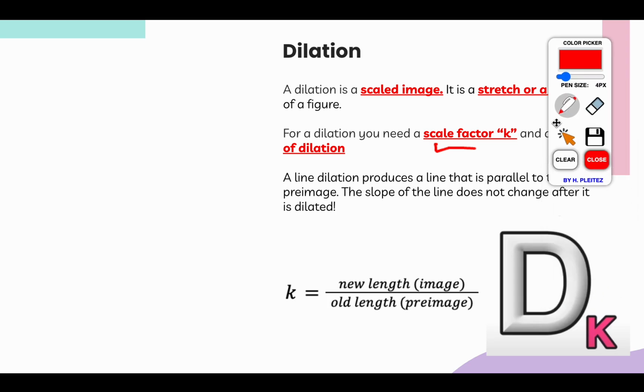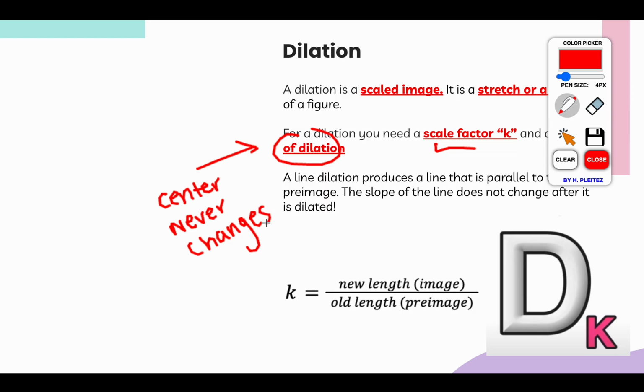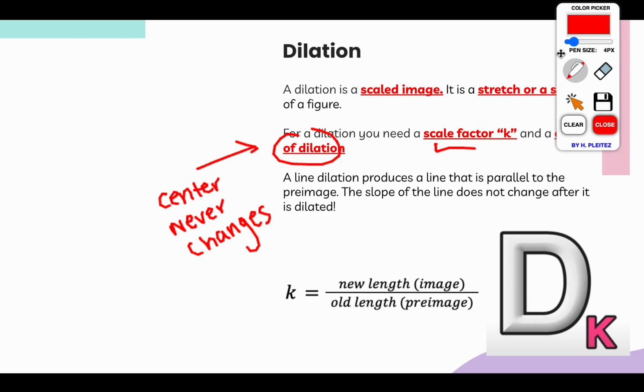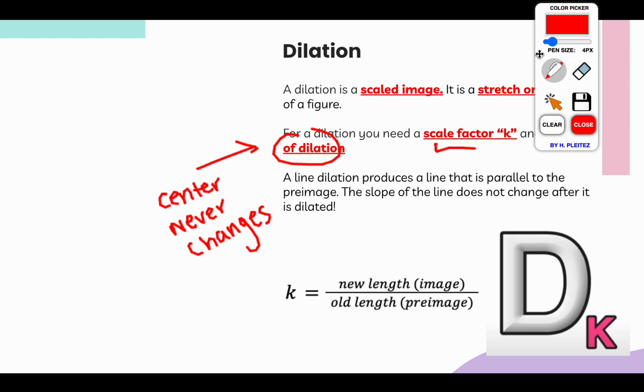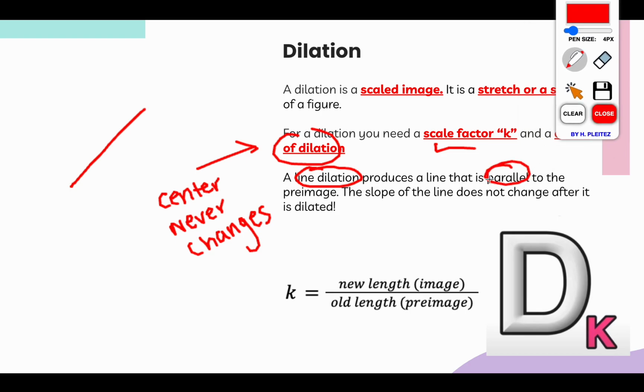Now what you should remember also is that this center of dilation never changes. So similar to when we have a center of rotation, right, how that point is staying constant, the center of dilation is also never changing. Now, in this lesson, we're specifically going to be dealing with some line dilations. And when we dilate a line, we are going to be creating another line that is parallel to our pre-image.